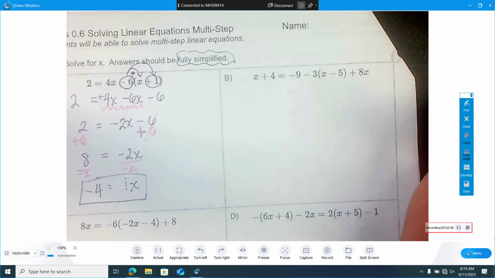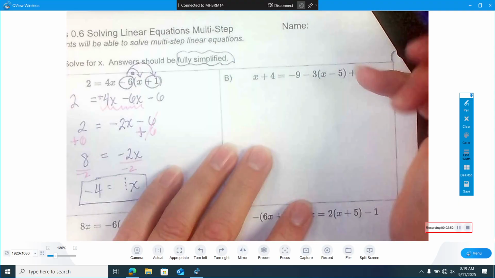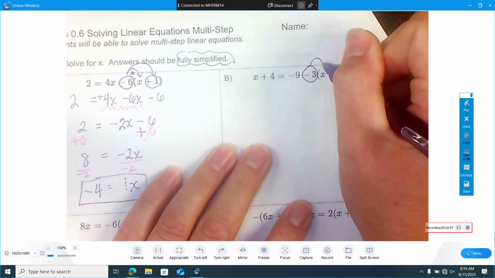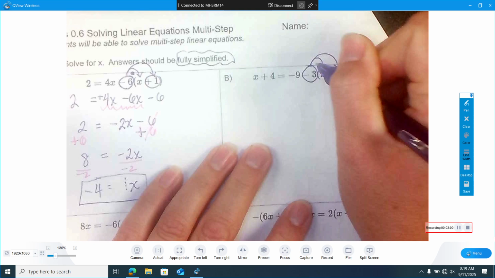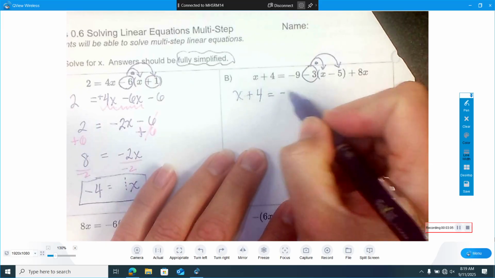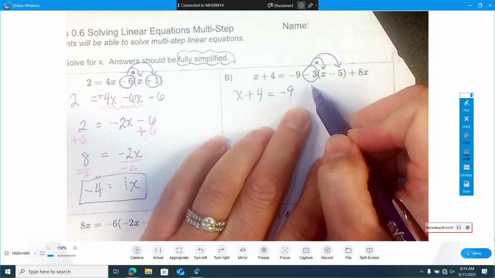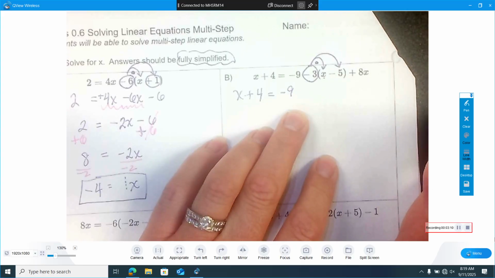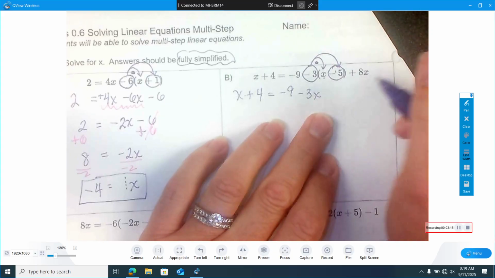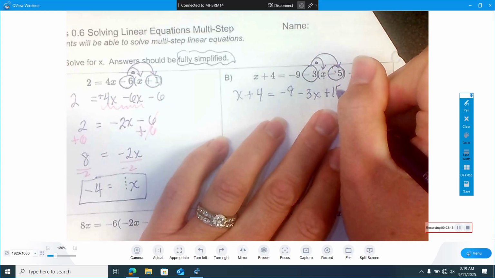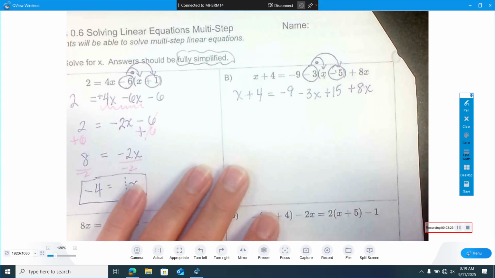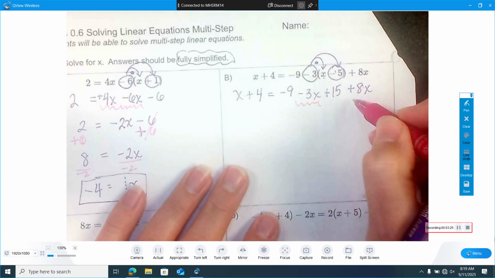What do you want to do first? Distribute. What are we distributing? The -3 is being multiplied into the parentheses, yes. So distributing the -3, x plus 4 equals a -9. All that stays the same. And we have -3 times x, which is? Good, -3x. And -3 times -5 is? +15 plus the 8x. We have a lot of cleanup to do over here on the right-hand side.